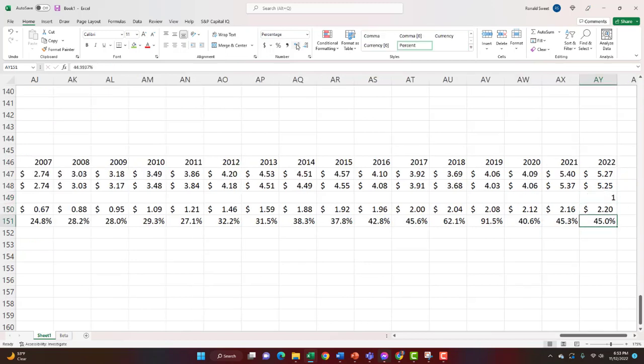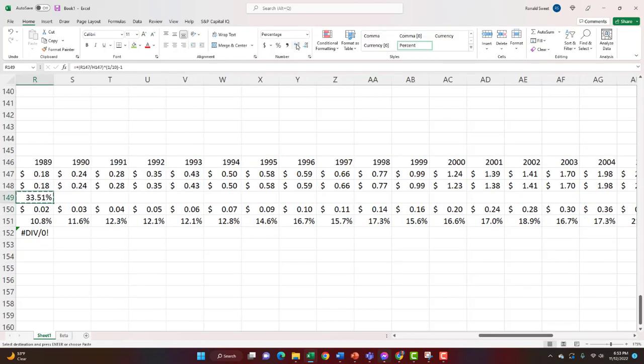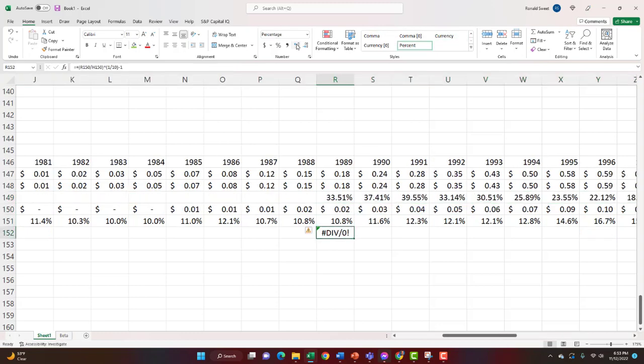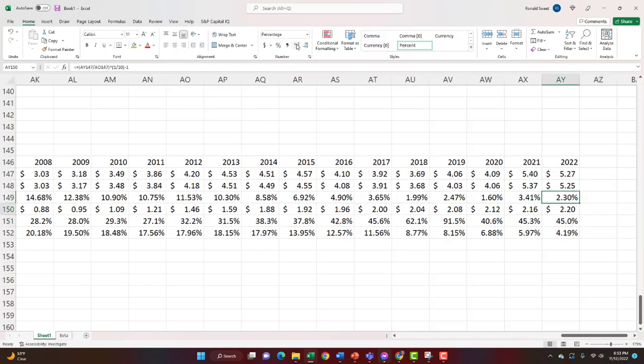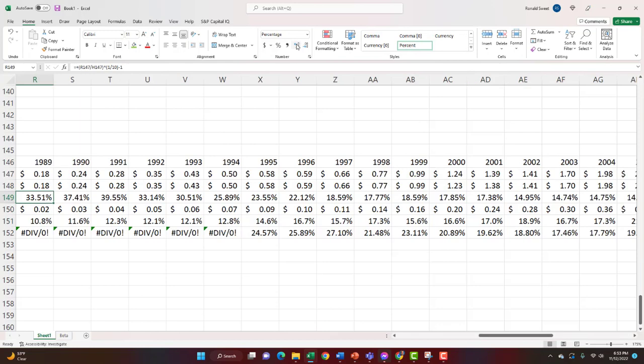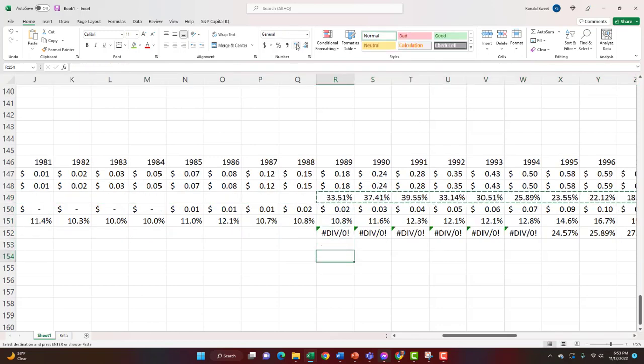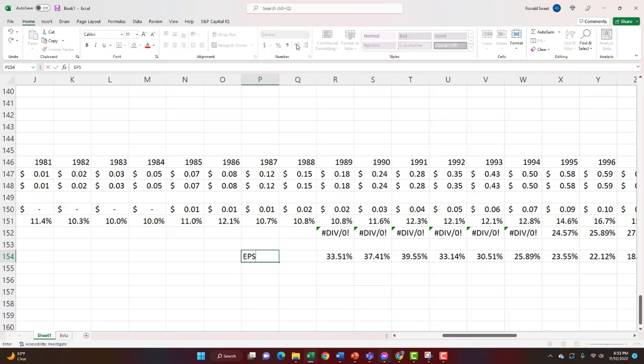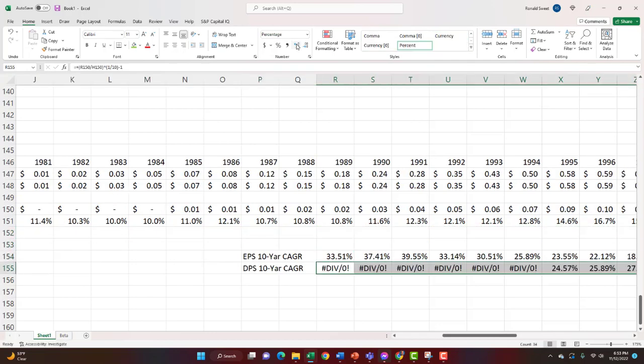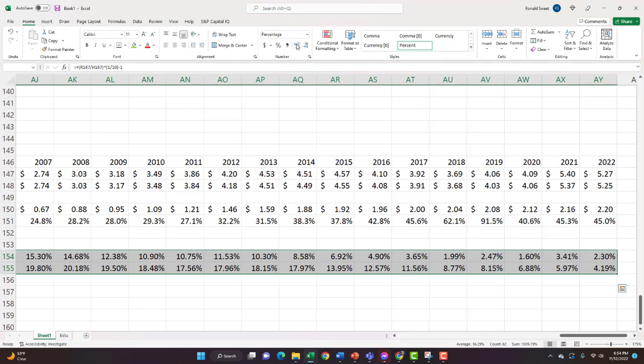So I'm going to copy these over. Control C, go over and copy it over. Control C, copy it over. So there's my growth rates. I'm going to move this one down below and call it EPS 10-year CAGR, compound annual growth rate. And then the next one is dividends per share. So I can bring that one down. The first few years are 0, so we can't have growth rates. So I can show these growth rates.